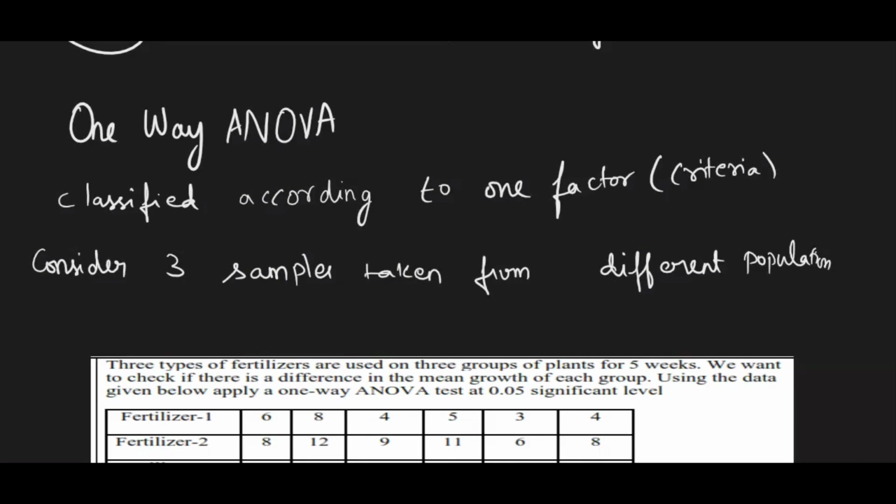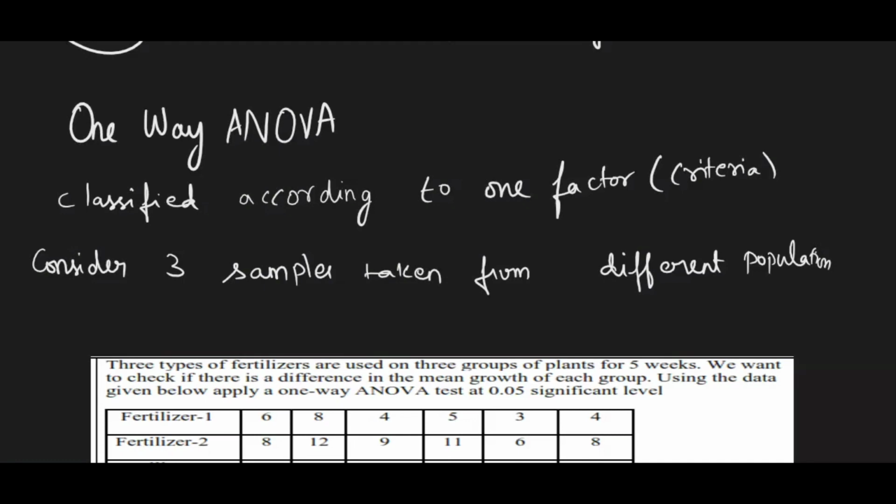So we have certain assumptions of ANOVA. ANOVA means analysis of variance. Each population is having normal distribution, and the populations from which the samples have been drawn have equal variances, and each sample is drawn randomly and they are independent. So these are the assumptions.